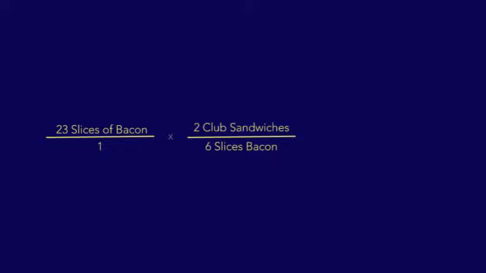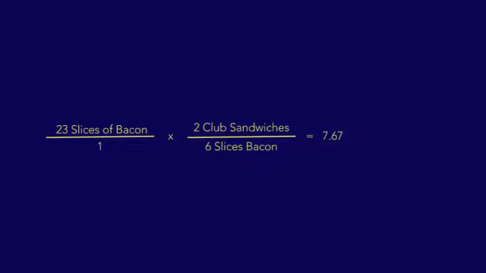To finish up, we multiply our fractions. 23 times 2 is 46. Divide that by 6 and we get 7.67. So we have to round down in this case because we don't want to short anybody any bacon on their sandwich. With 23 slices of bacon, we can make 7 club sandwiches. Since each order contains 2 sandwiches, we can only fill 3 orders completely. Better buy some more bacon.